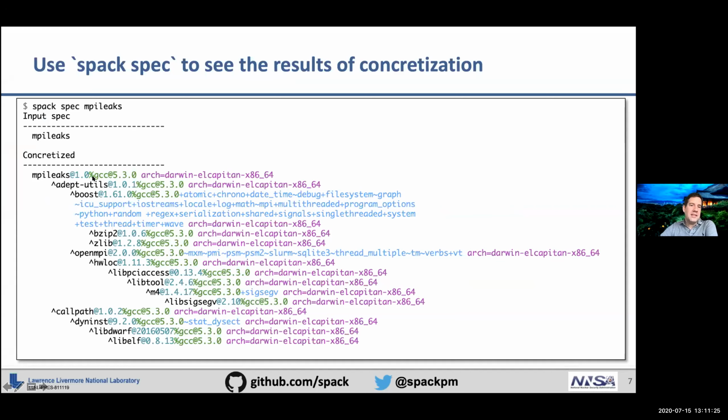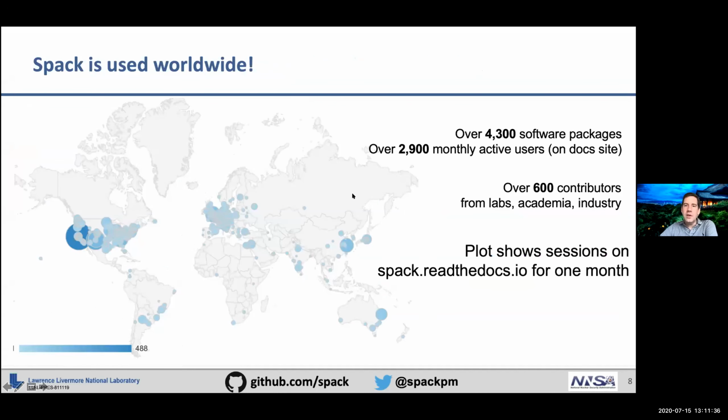This is MPI leaks at version 1.0. It's built with this compiler and it has this architecture. This is Boost. It has a million different options. This is what they're set to, and it's built with this compiler and this architecture as well, and so on.